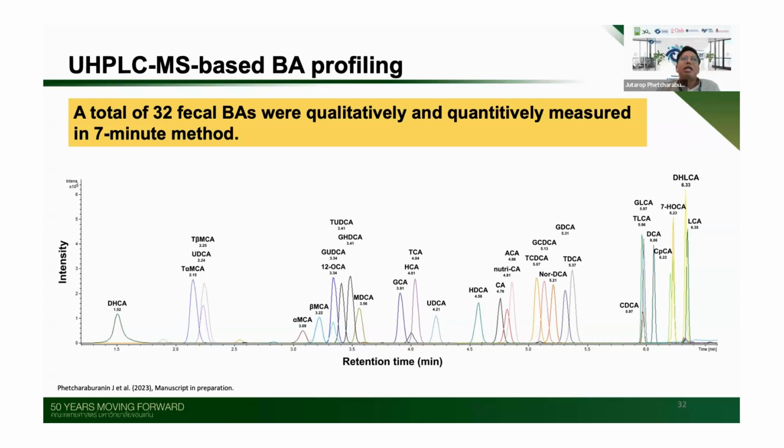And that would in turn lead to the different or altered bioconversion of bile acids from primary to secondary bile acids as well. And in this particular study, we managed to optimize the UHPLC-MS method in order to differentiate and detect 32 fecal bile acids for both qualitative and quantitative analysis in a 7-minute method. So that means per one sample, we managed to have a profile of 32 bile acids in 7 minutes, and that could be used for further diagnosis straight away.